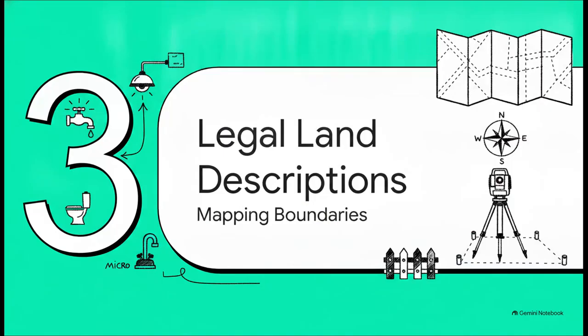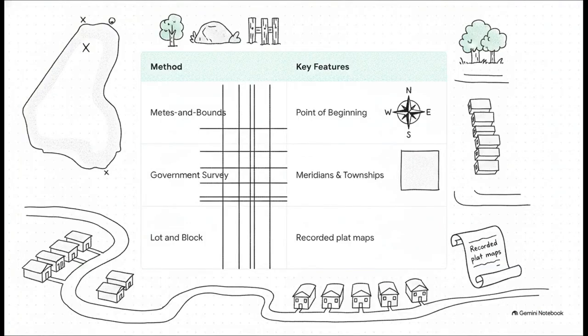Section 3, legal land descriptions. Let's look at how this builds from the micro level of indoor fixtures all the way out to the macro level. How does the law actually map and record the physical boundaries of the land itself? Because a simple street address is nowhere near precise enough for a court of law.